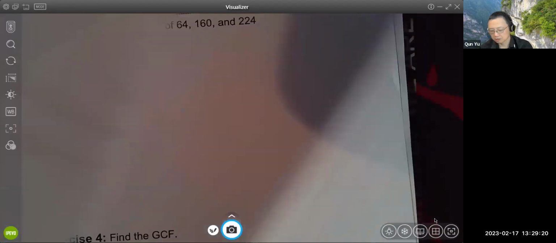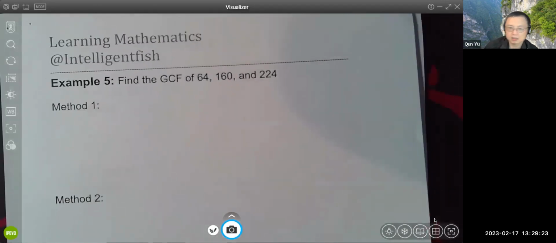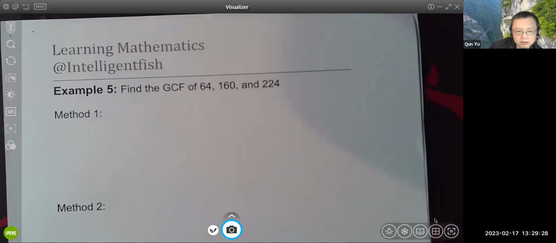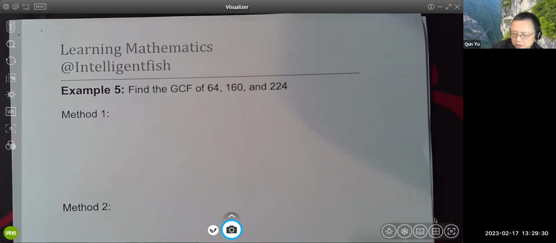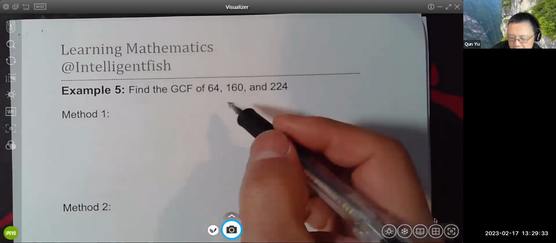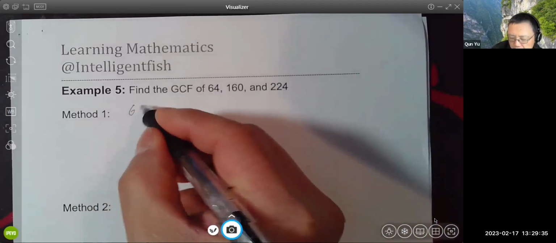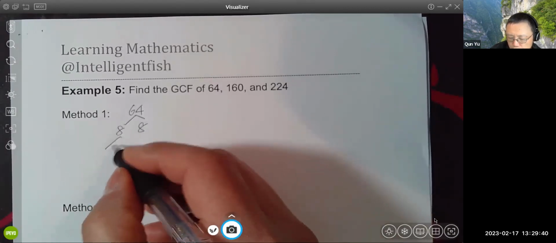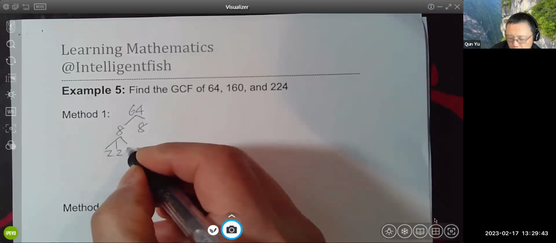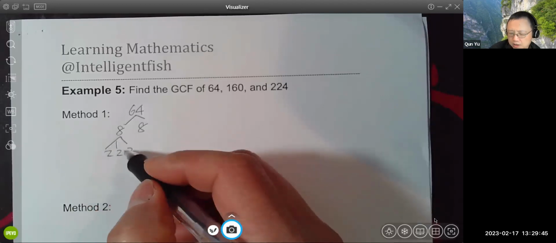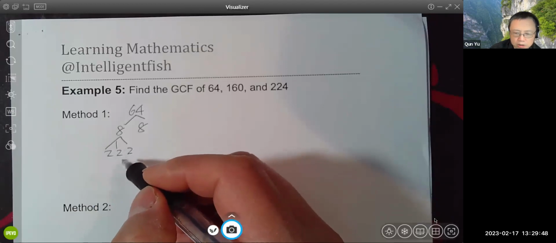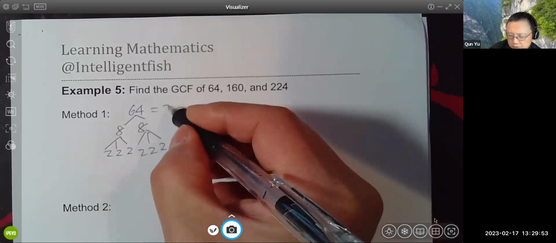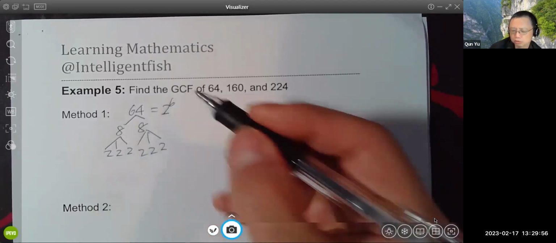Let's move on. Another example, this time we have 3 numbers. Again, I'm going to demonstrate this process using both methods. First, let's do prime factorization on each of these 3 numbers. And this is 8 and 8. Each 8 is 2 times 2 times 2, 3 2s. If we don't say that, do 2, 4, and the 4 will become 2 and 2 again. So 2, 2, 2. Eventually, we have how many? 6 2s.